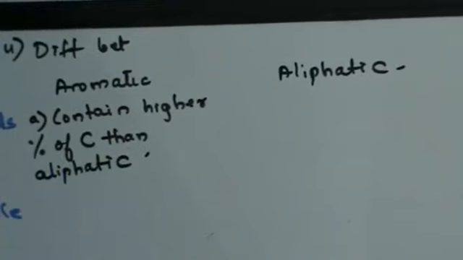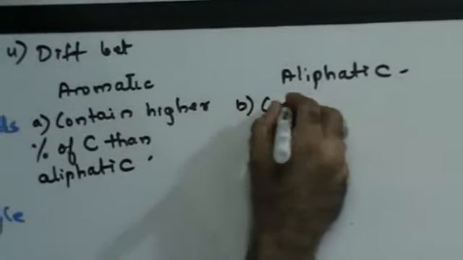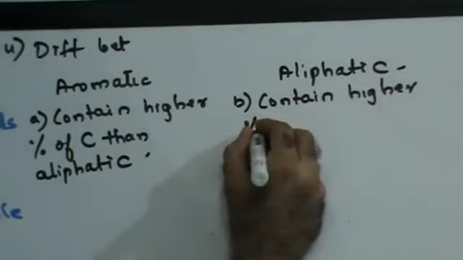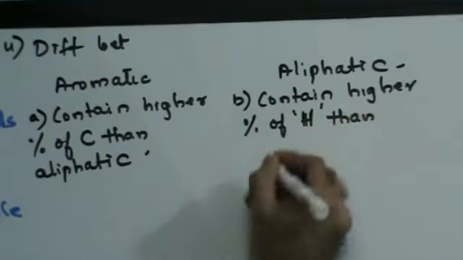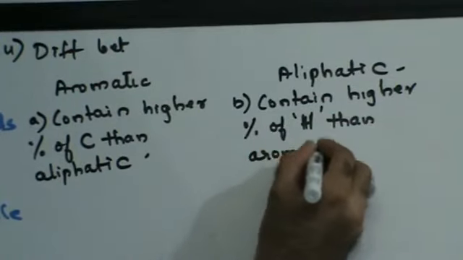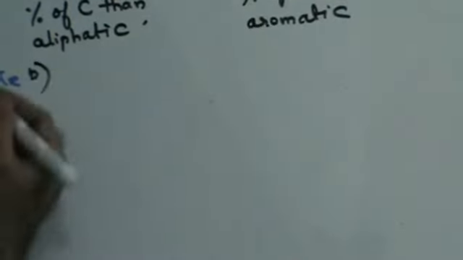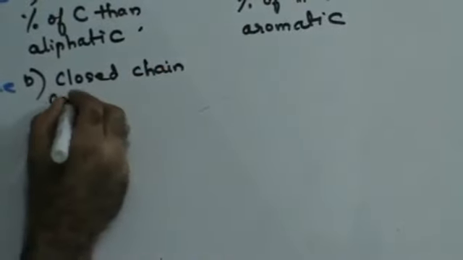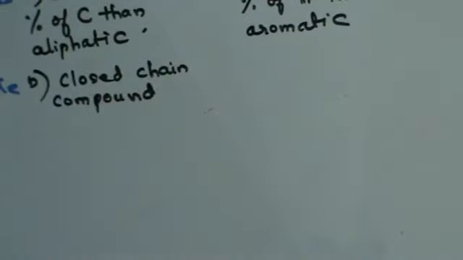Right? Aliphatic compounds contain a higher percentage of hydrogen than aromatic. Next, as per definition, aromatic compounds are closed chain compounds. Aliphatic compounds are open chain compounds.